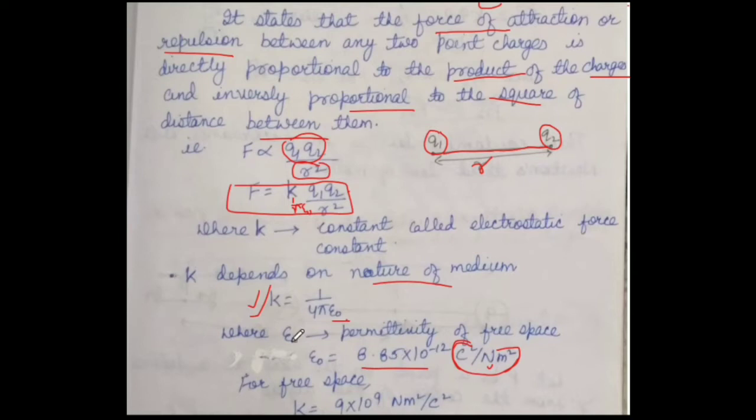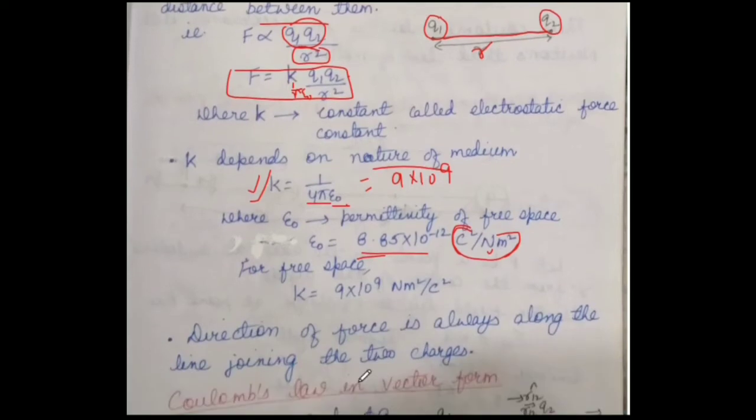And for free space, when you put these values in K equal to 1 by 4 pi epsilon naught, you get the value of K for free space as 9 into 10 to the power 9. And what is the unit for K? Here, Newton meter square per Coulomb square, right? So, this is the unit for K. Its value is this one.